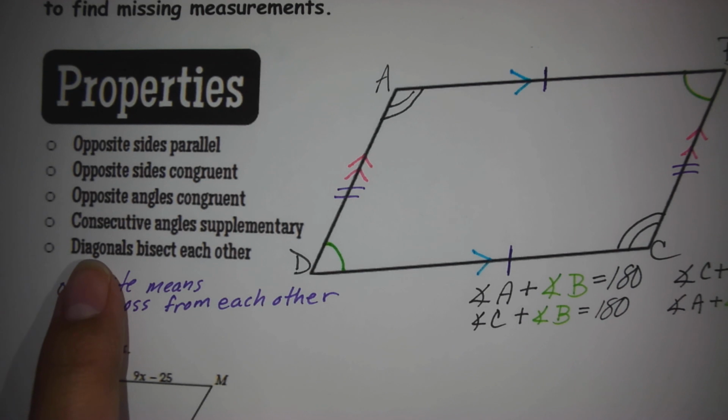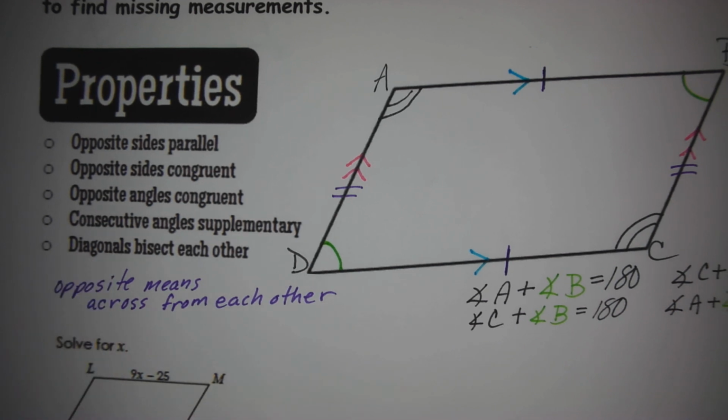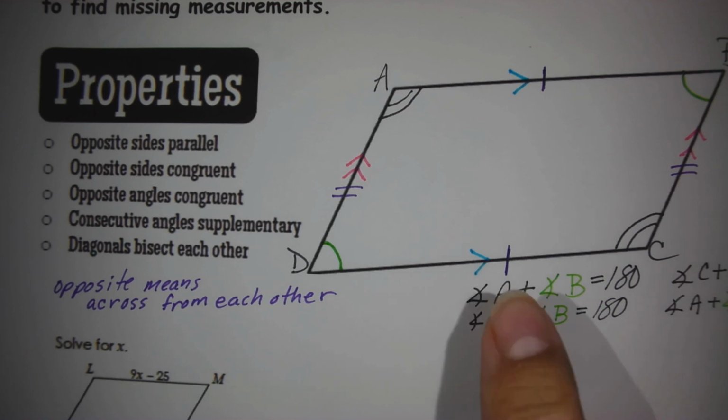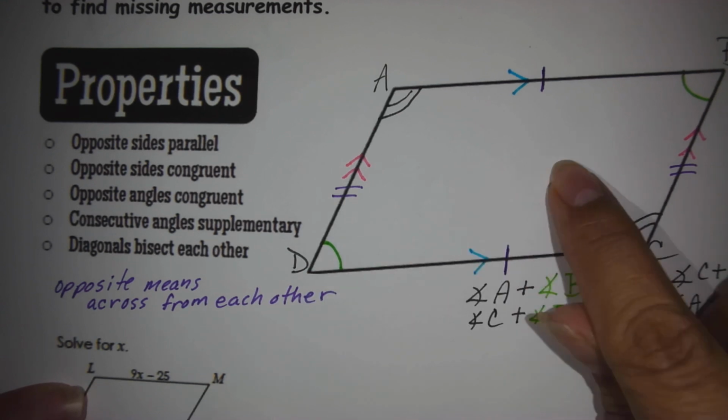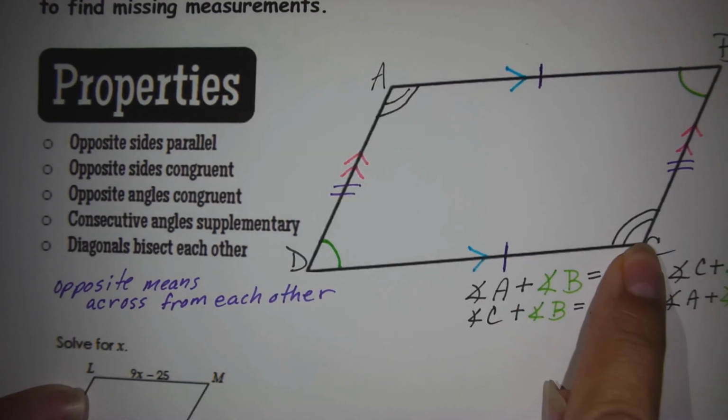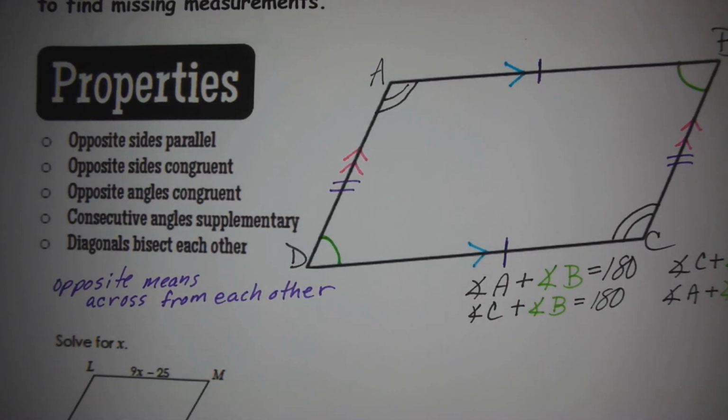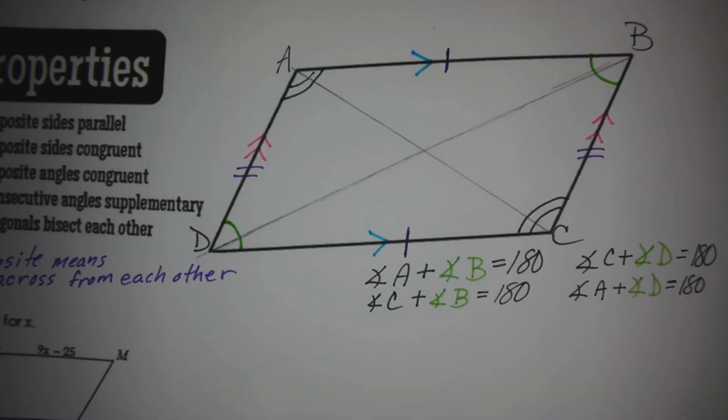And then the last property that we have is diagonals bisect each other. Ooh, that's a tricky one. What we're going to do is draw two diagonals, one from D to B and one from A to C. So go ahead and draw those diagonals now. So we have our diagonals. Now we know that these go across. They're from one angle to the opposite angle. So if ever you forget which ones are opposite, you can draw your diagonals.